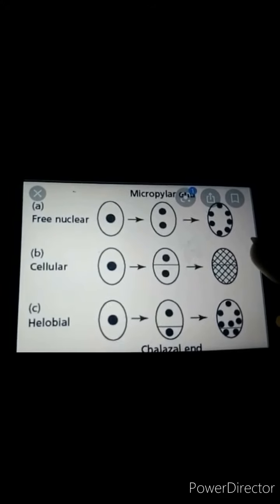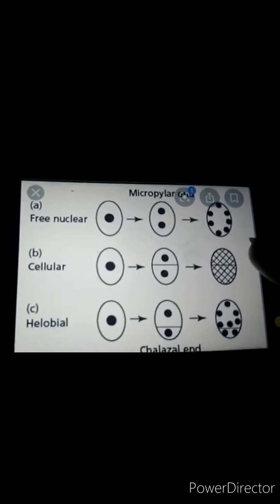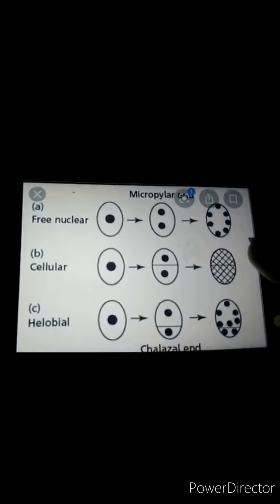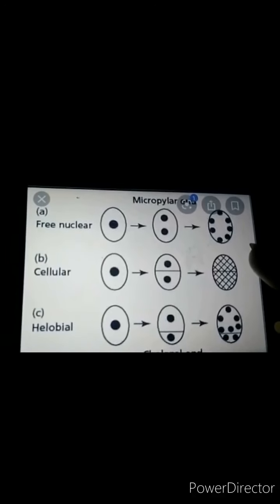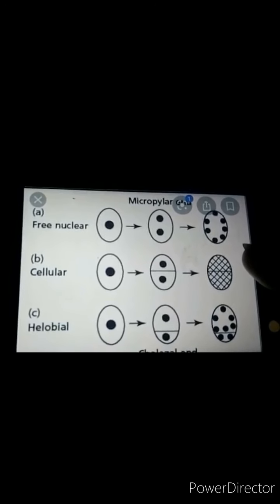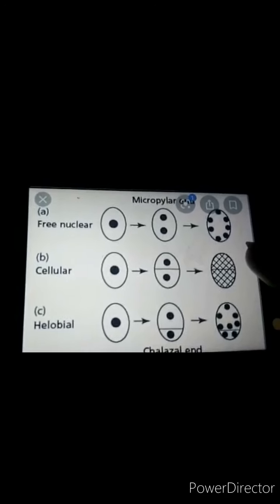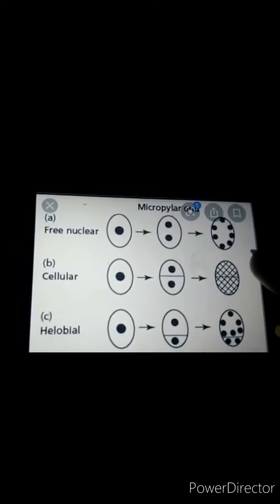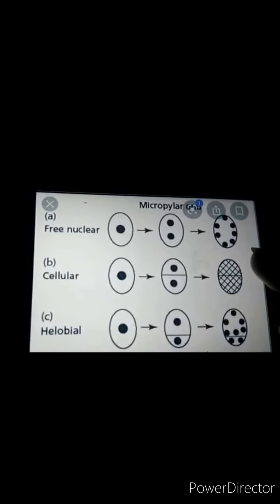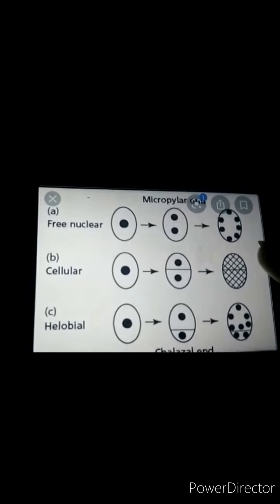From one nuclei 2 will be formed, from 2 nuclei 4 will be formed, from 4 nuclei 8 nuclei will be formed, and all these nuclei will be arranged within the primary endosperm, and it will result in the formation of free nuclear type. Now you all used to drink the coconut water. The coconut water that you drink is the free nuclear type of endosperm.